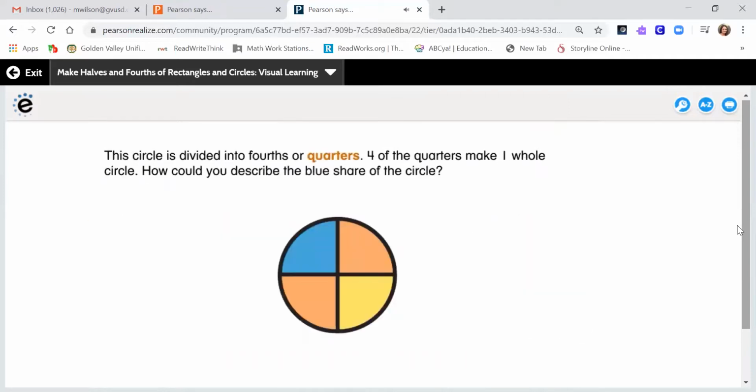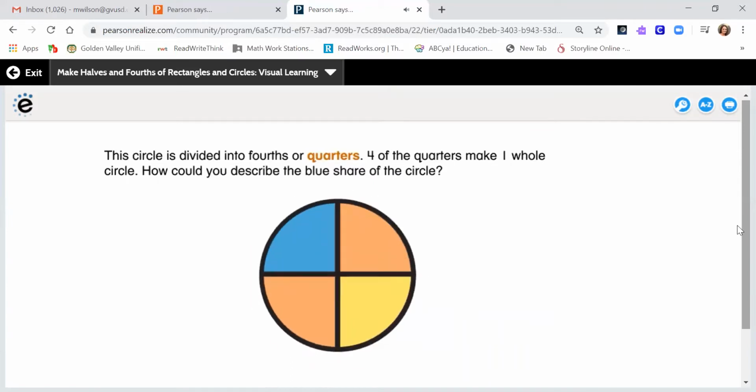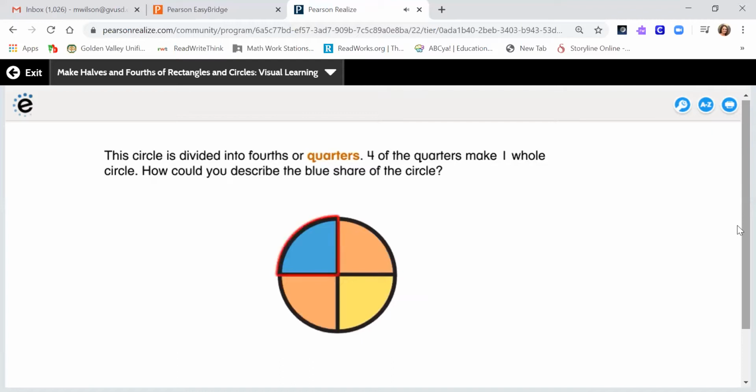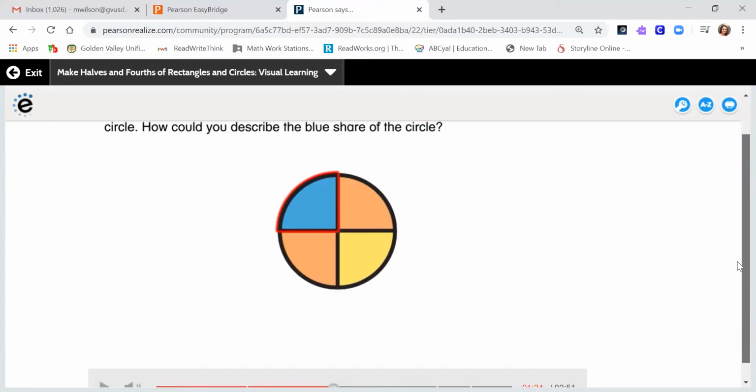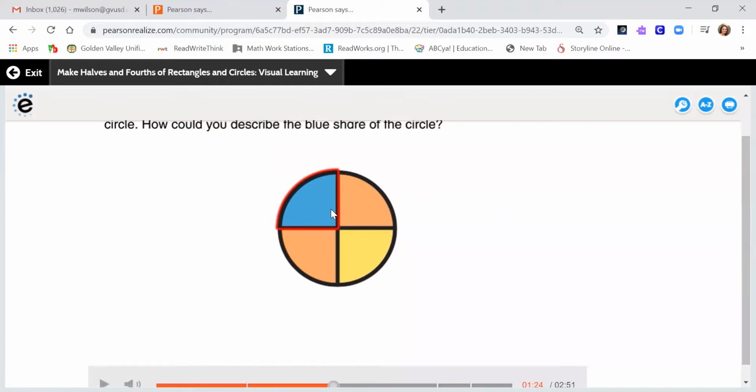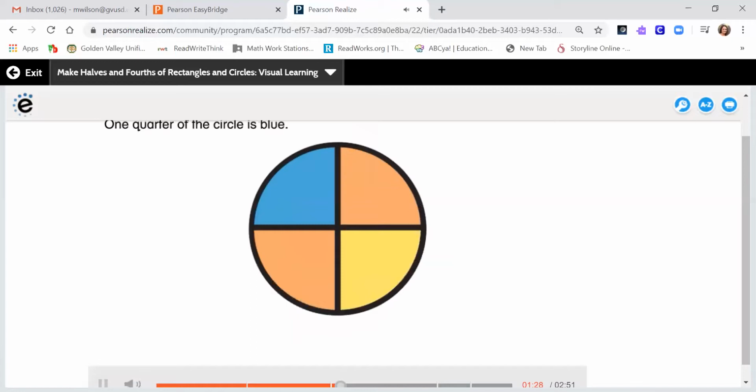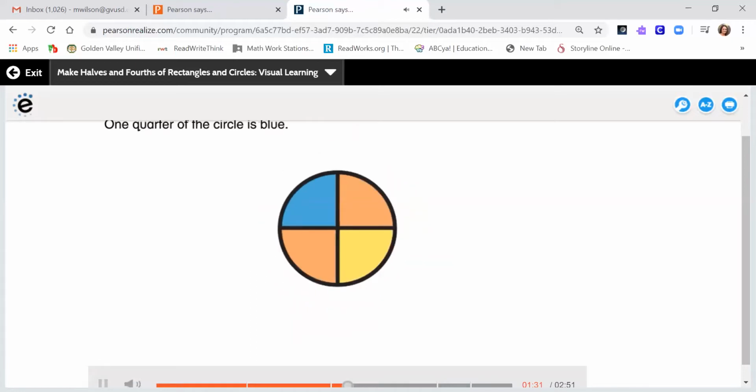This circle is divided into fourths or quarters. 4 of the quarters make 1 whole circle. How could you describe the blue share of the circle? We could say that it's 1 out of 4, or 1/4 of the circle. It's 1 equal share. You could say the blue share is 1 out of 4 equal shares, or 1/4 of the circle. 1/4 of the circle is blue.